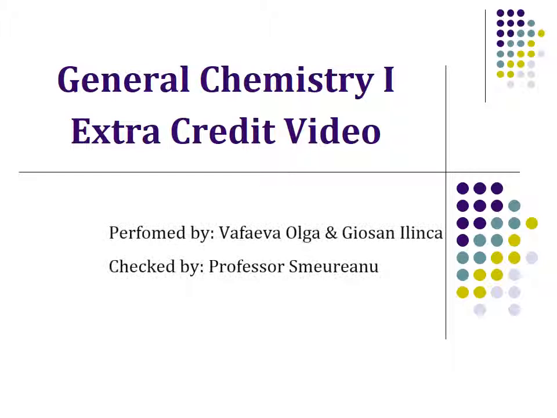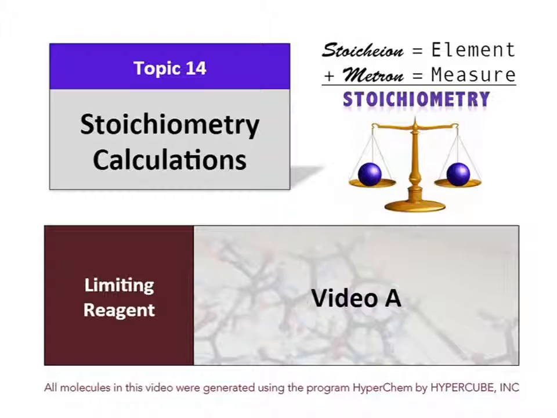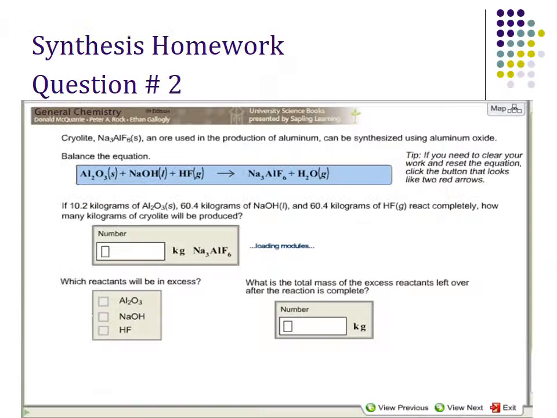Welcome! Today we will be looking at a sapling problem from topic 14. In topic 14, we looked at how to compute stoichiometric calculations. More specifically, today we will be looking at a limiting reagent problem. The problem consists of several different parts, but we're going to go through each of them step by step.